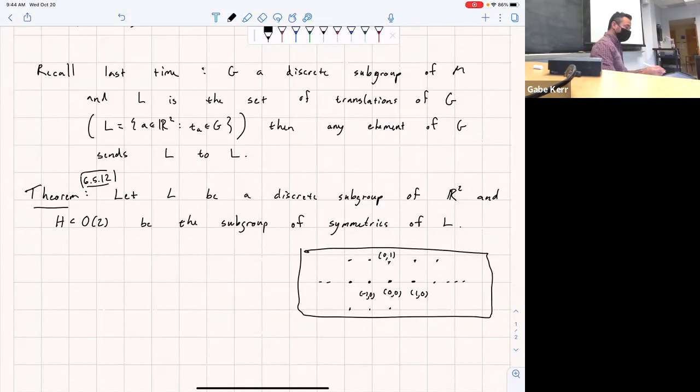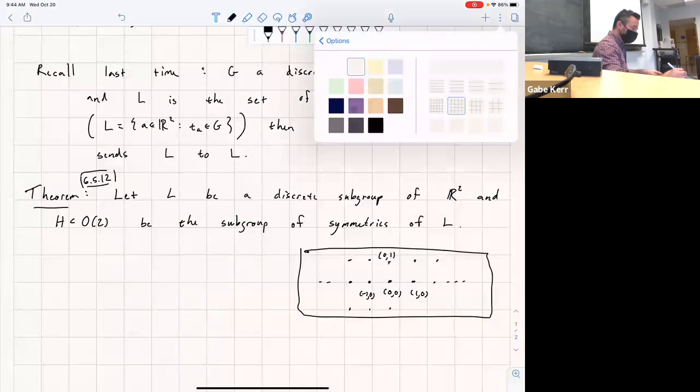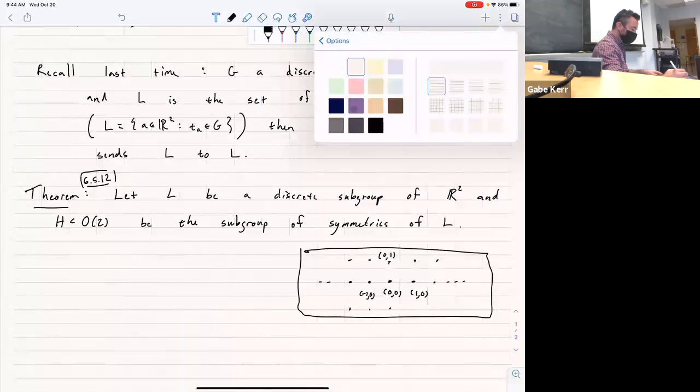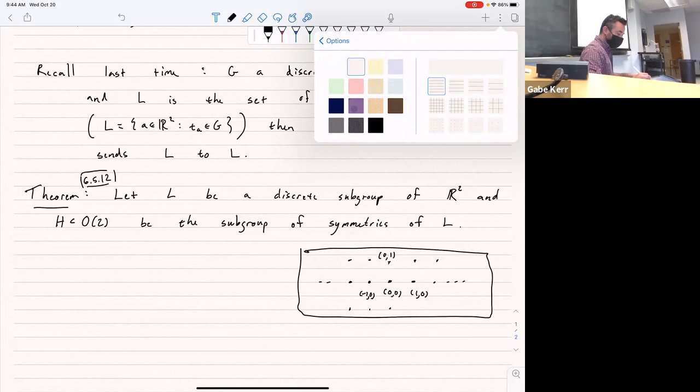Well, okay. So the idea is you don't have to just have, of course, the integer square lattice. You could take a hexagonal lattice. You can do all kinds of stuff. You get different H's. And so the idea of this theorem is to really classify which H's you can have. That's what we're going to do.